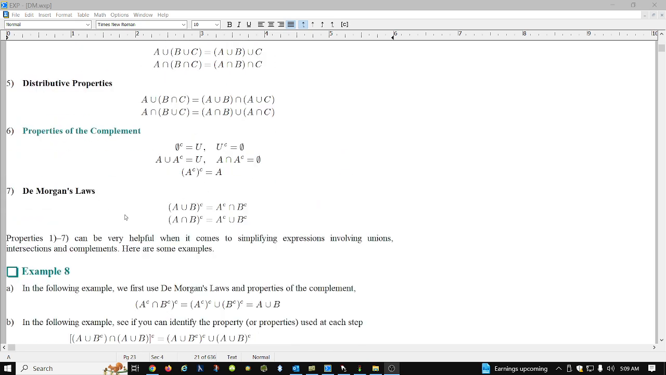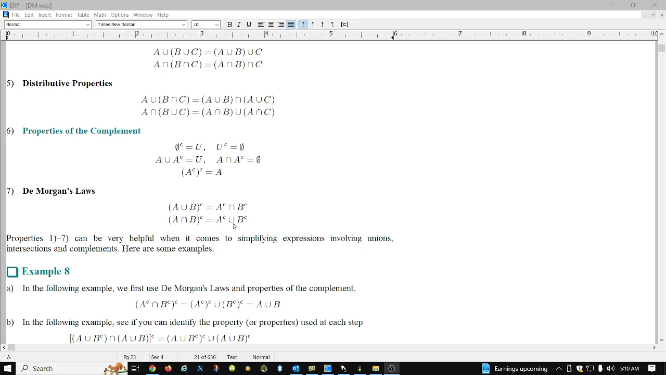But you should pay particular attention to De Morgan's laws because they're extremely important and are sometimes a source of confusion for students. If you want to take the complement of A union B, it is the intersection of their complements, not the union of their complements. Union becomes intersection when you distribute the complement operation. And similarly, intersection becomes union.